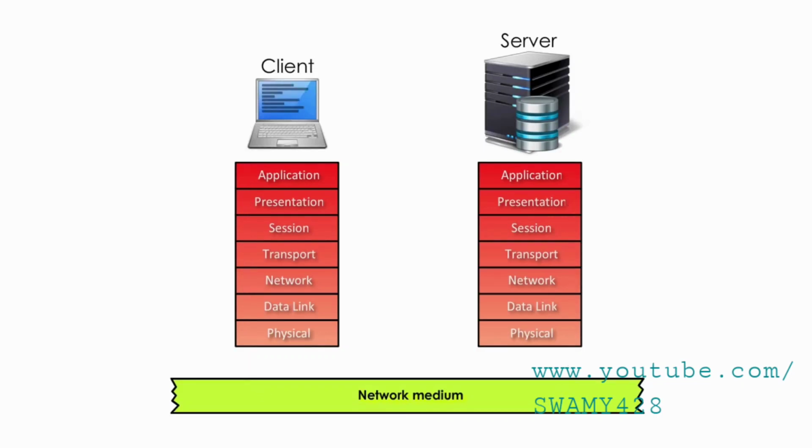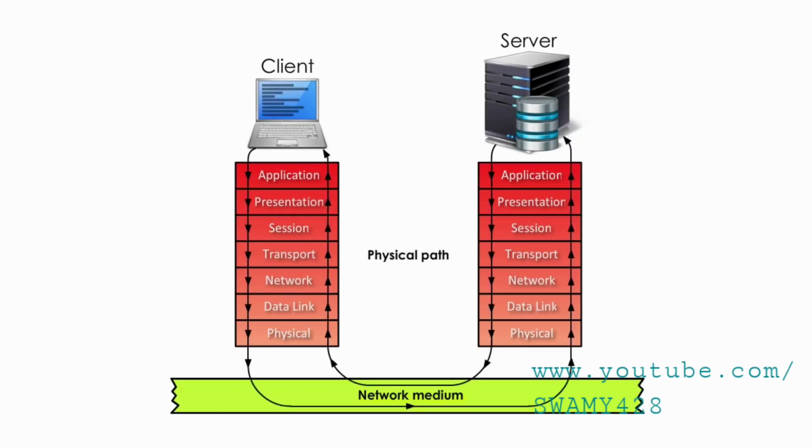When the server responds, server data goes down from the top layer, application, to presentation, all the way to the physical layer, and then through the network media to the client side, and then travels from the physical layer, data link layer, all the way to the top layer, application. Thus completing one round trip. The round trip of how data flows through all these 7 layers on both sides is a physical path on which data actually and physically flows.